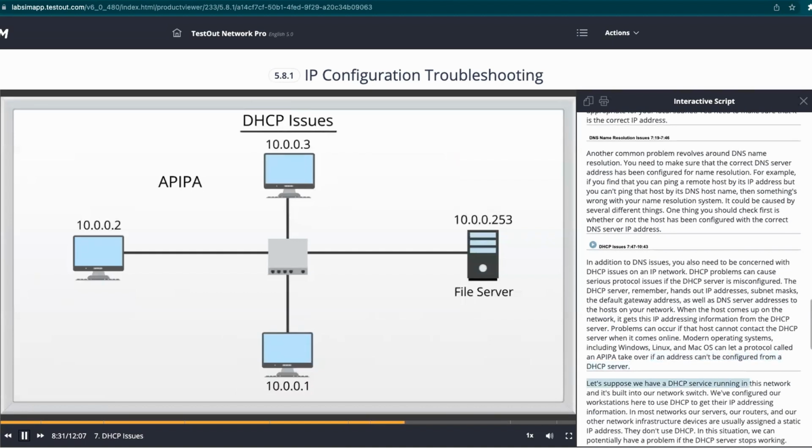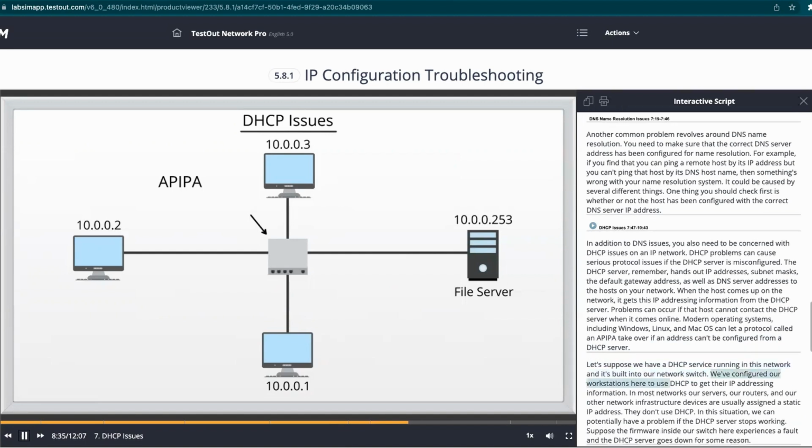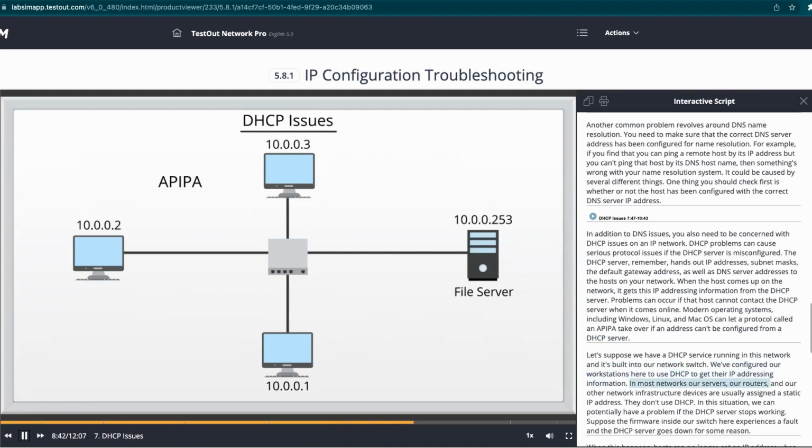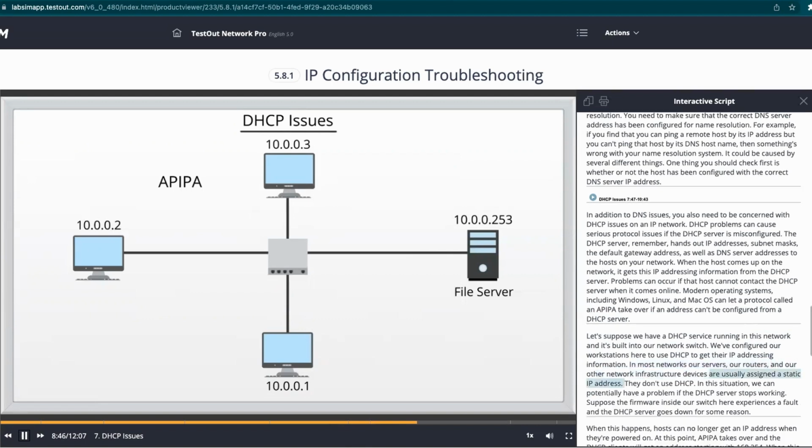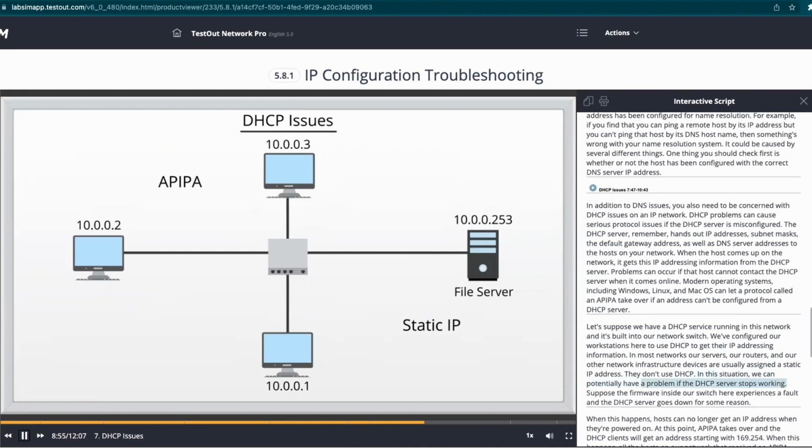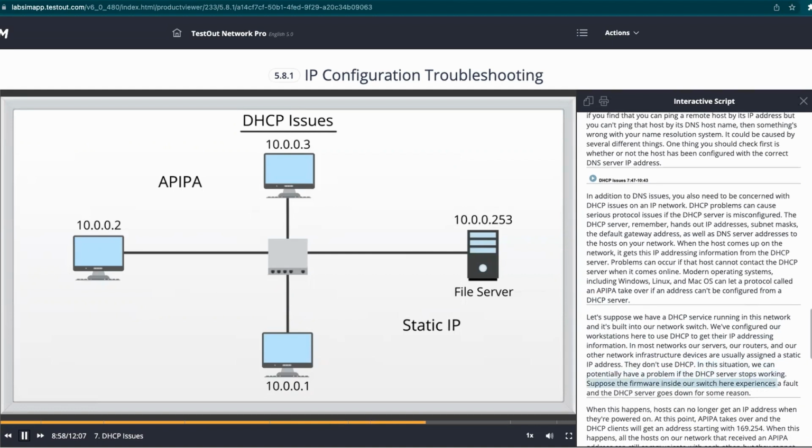Now, let's suppose we have a DHCP service running in this network, and it's built into our network switch. We've configured our workstations here to use DHCP to get their IP addressing information. Now, in most networks, our servers, our routers, and our other network infrastructure devices are usually assigned a static IP address. They don't use DHCP. In this situation, we can potentially have a problem if the DHCP server stops working. Suppose the firmware inside our switch here experiences a fault and the DHCP server goes down for some reason.